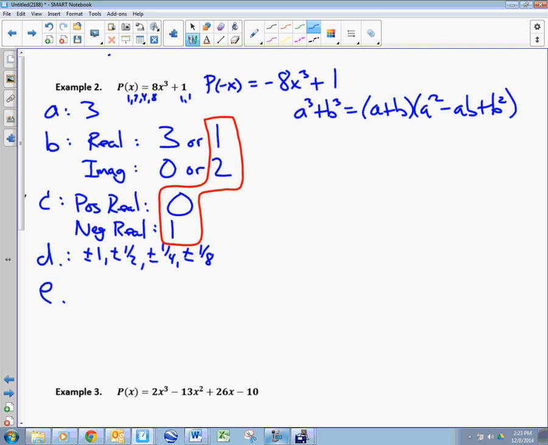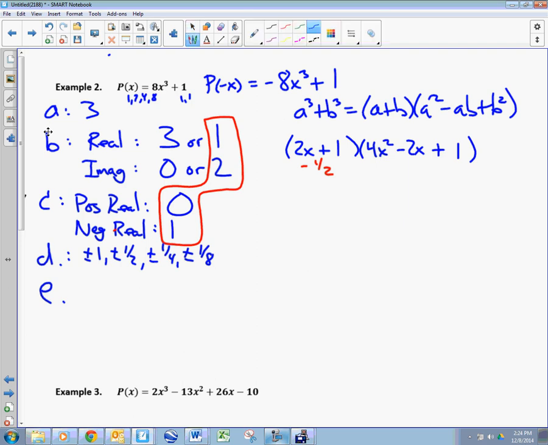If we factor this, Sam already identified that in this case, A is going to be 2x. What is B? 1. What's A squared? 4x squared minus 2x plus 1. I can already see one of the solutions. What is it? Negative a half. Look, that's my negative real. We've already identified it. We have something to confirm our answer.